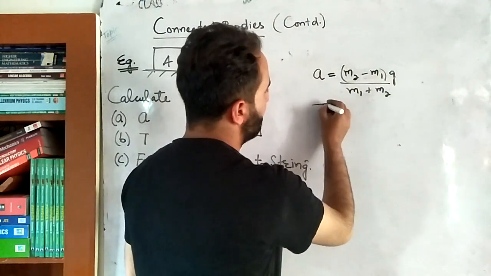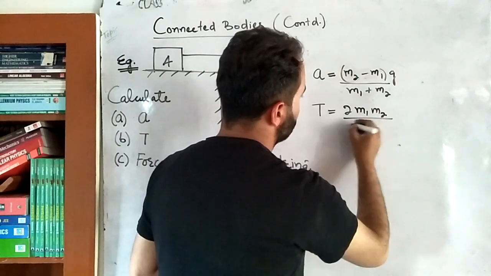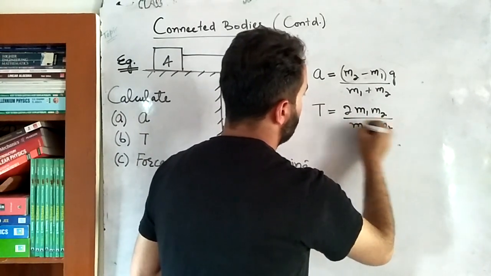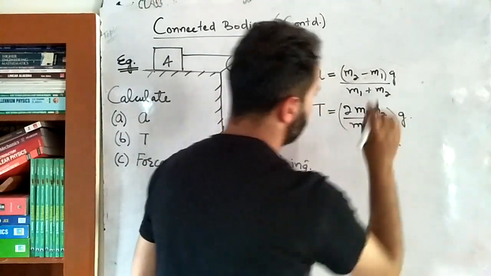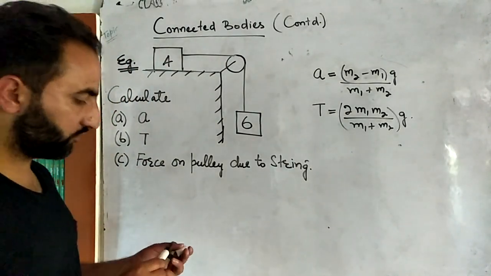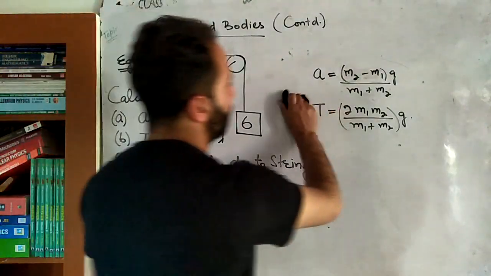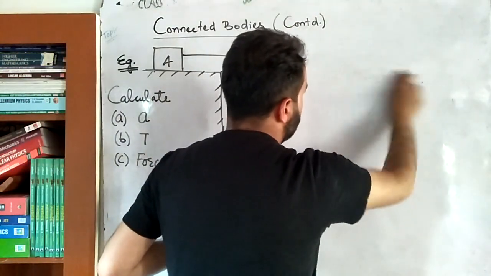And the second is that the tension is simply twice the product m1 m2 divided by the sum of the masses m1 plus m2, multiplied by g. You only have to memorize these two equations in order to do a problem on the Atwood's machine. We have done the previous examples on that as well. Now let's concentrate on this example.